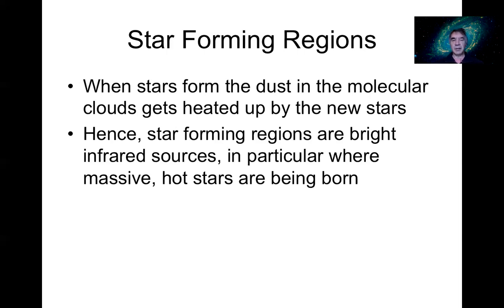So that means that, like the example I just showed you from the Spitzer satellite, star-forming regions are basically bright infrared sources. And this is even more true when you've got massive hot stars that are being born. They require bigger clouds to get going, so you've got an awful lot of dust there. And they're very luminous, of course, because they're the most luminous stars when they're born. And so those give you the very bright infrared sources, especially in our galaxy, like I showed you before.